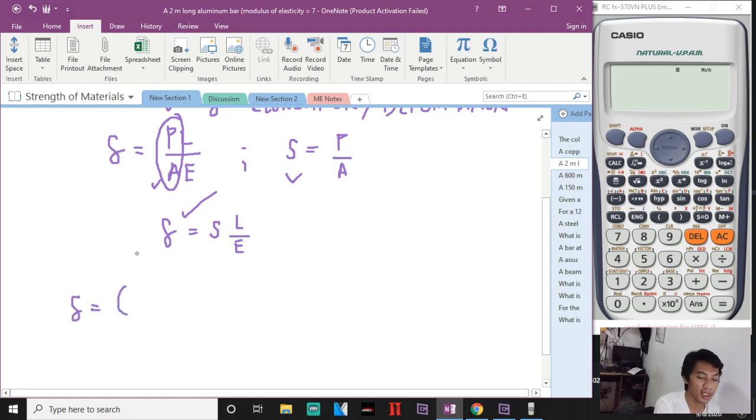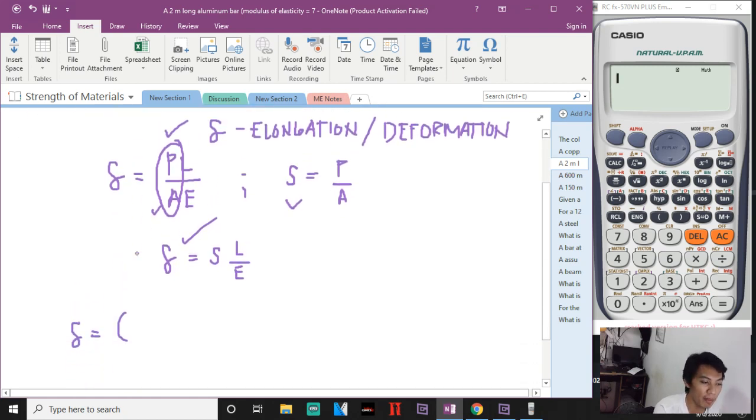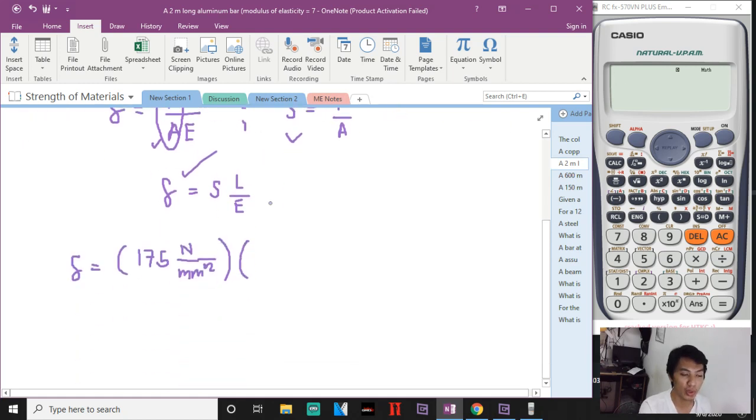So, S, ano ba yung stress na ibinigay dyan? That is 175 MPa, kailangan convert mo na agad siya into Newton per millimeter squared para hindi ka na mahirapan. Okay? 1 MPa is equal to 1 Newton per millimeter squared. Okay? And then you multiply it with the length, 2 meters. So, i-convert na agad natin, i-multiply natin ng 1,000. That is 2,000 millimeter. Okay? Para hindi na tumatagal yung calculation natin.